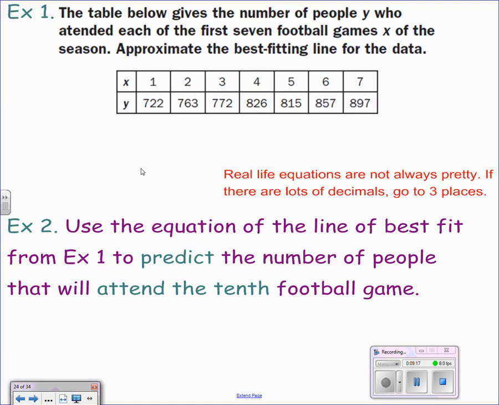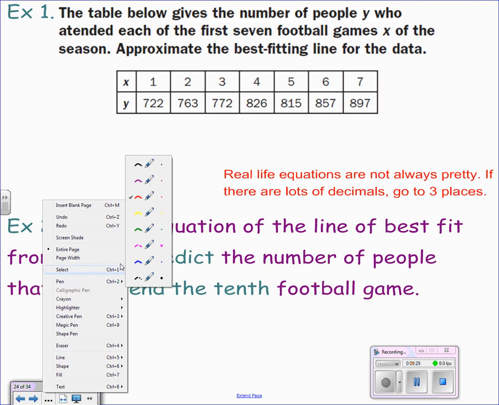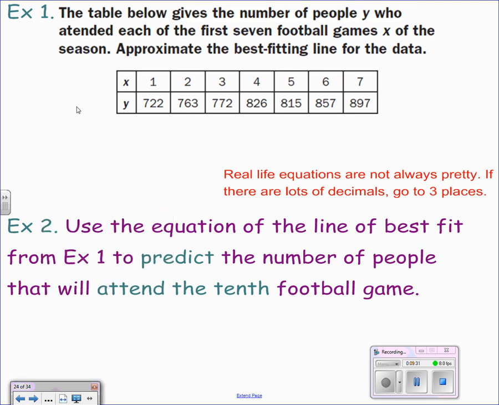So now we're going to practice. We have a table below that represents the number of people, y, who attended each of the first 7 football games, x. So y represents people, and x represents games. Let's make that known and clear first and foremost. So this is people versus games. We're going to approximate the best fitting line for the data.